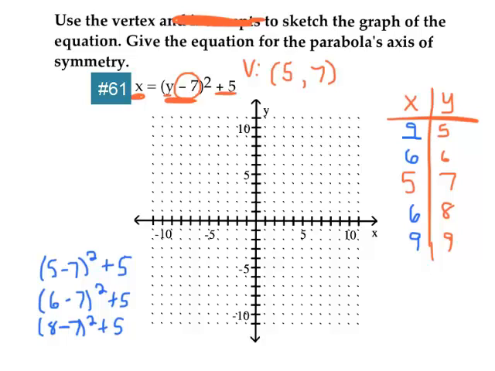9, 5, 6, 6, 5, 7, 6, 8, and 9, 9. So here is our parabola.